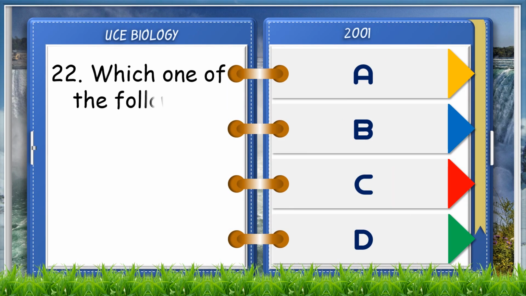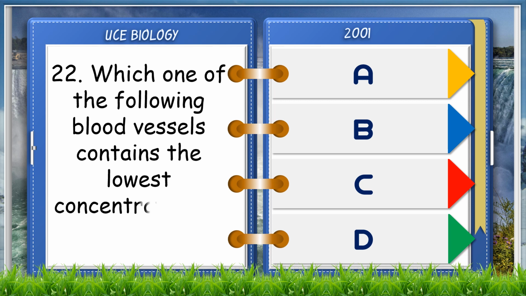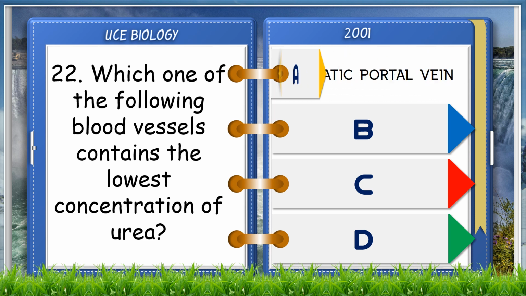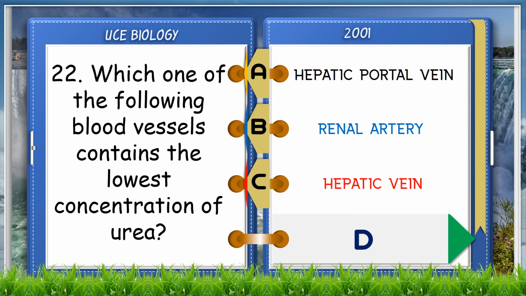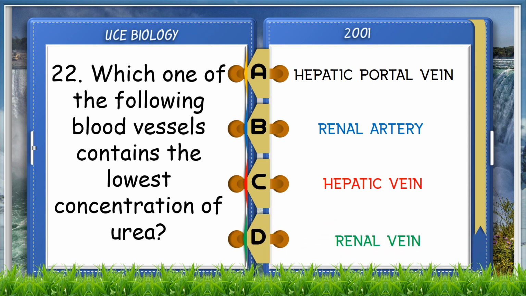Which one of the following blood vessels contains the lowest concentration of urea? A. Hepatic portal vein. B. Renal artery. C. Hepatic vein. D. Renal vein. The answer is D. Renal vein.